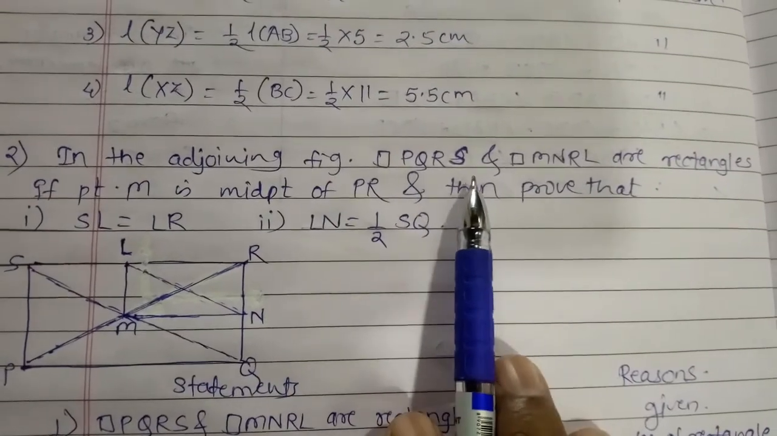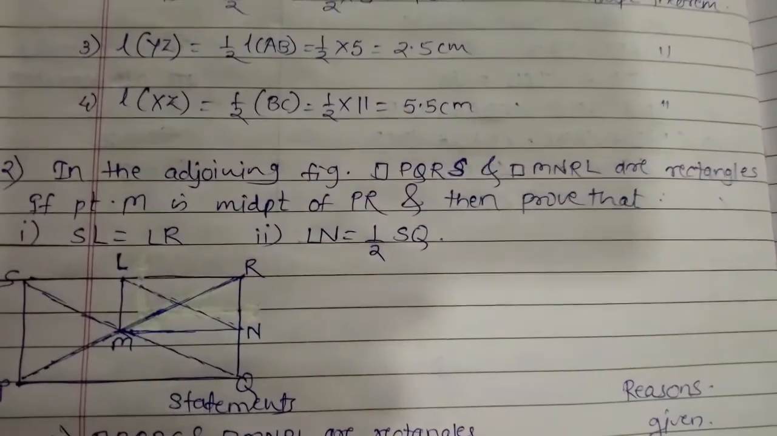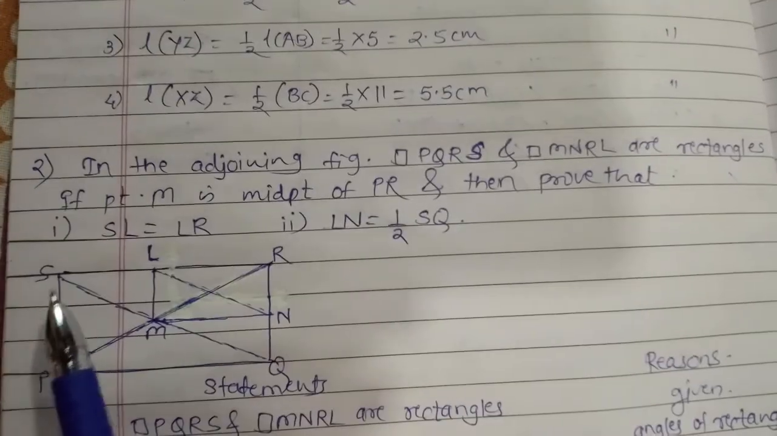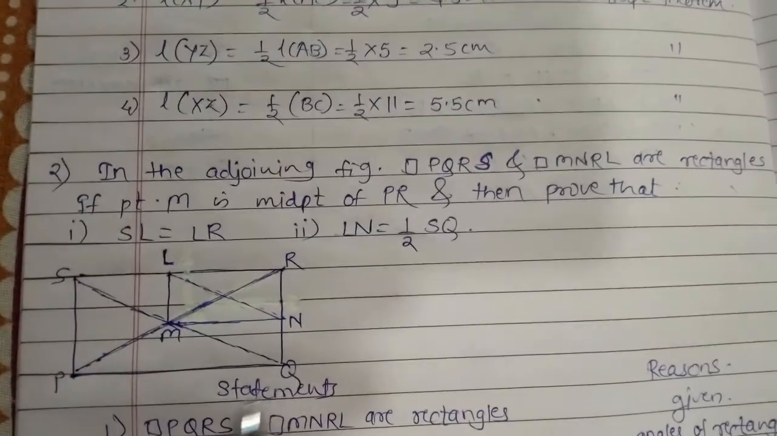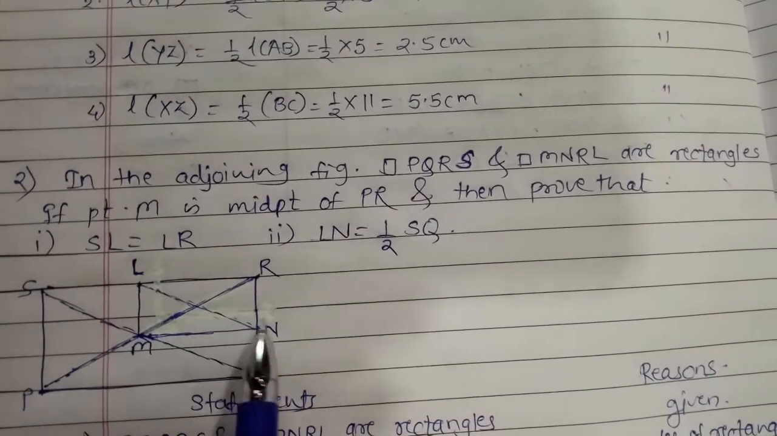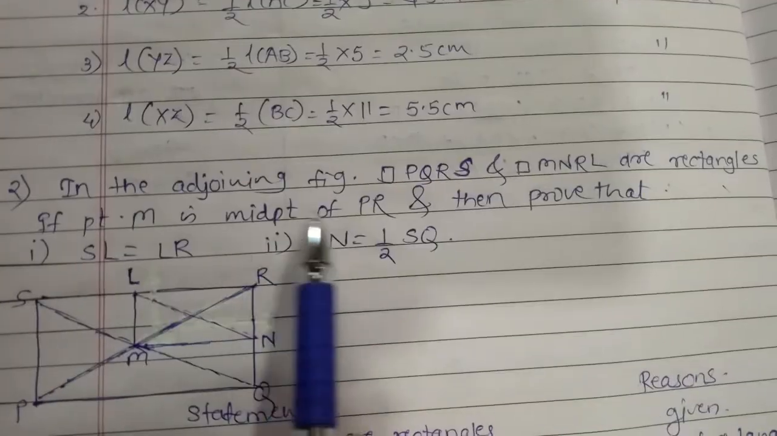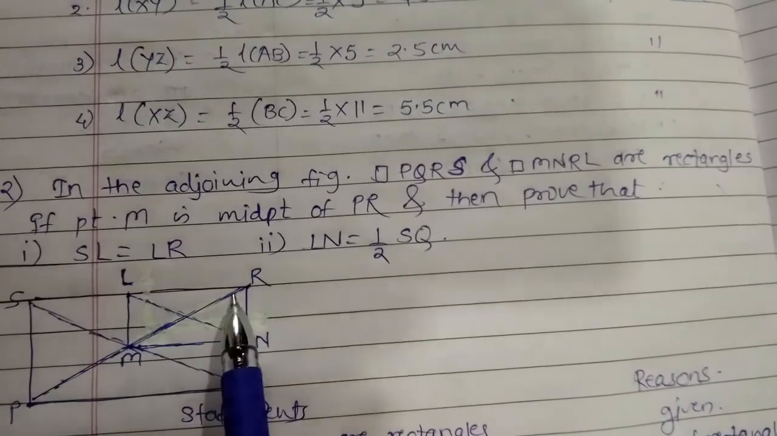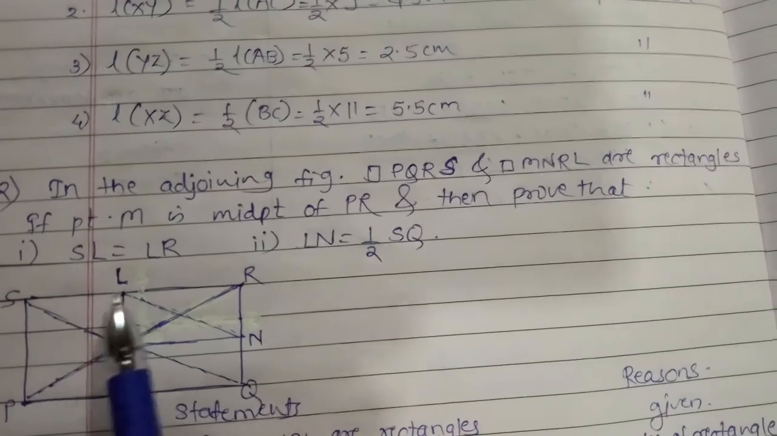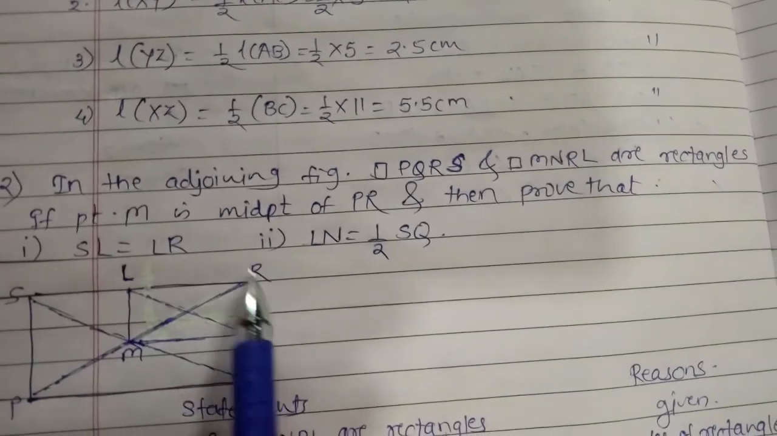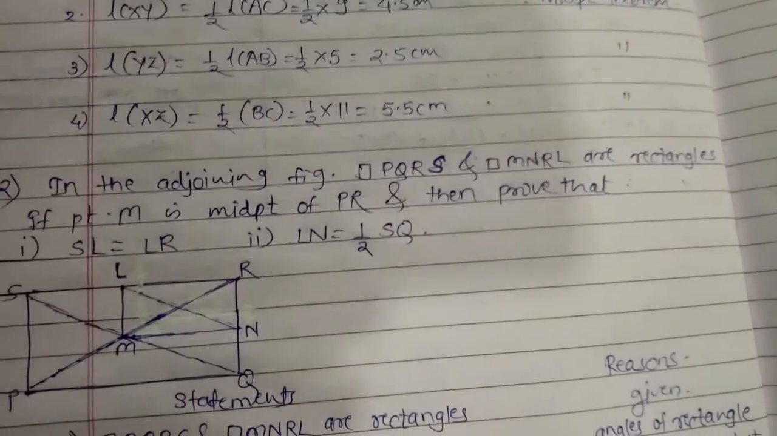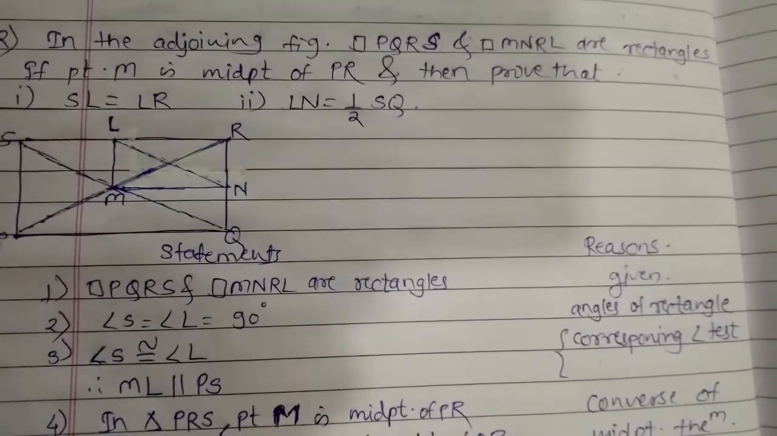In the adjoining figure, quadrilateral PQRS and quadrilateral LMNR are rectangles. See, quadrilateral PQRS is this outside rectangle, and inside is rectangle L, M, N and R. If point M is the midpoint of PR, then prove that SL is equal to LR and LN is half of SQ. Here is SQ. Now see, again we are going to use the midpoint theorem.